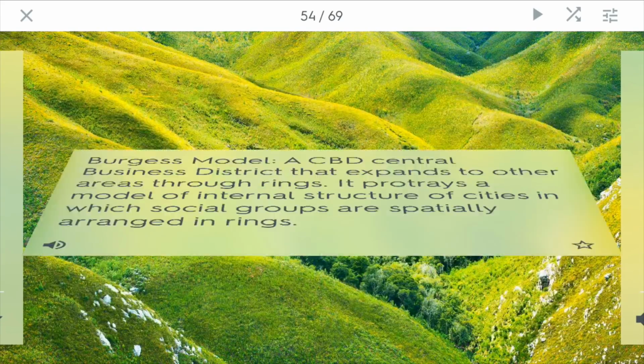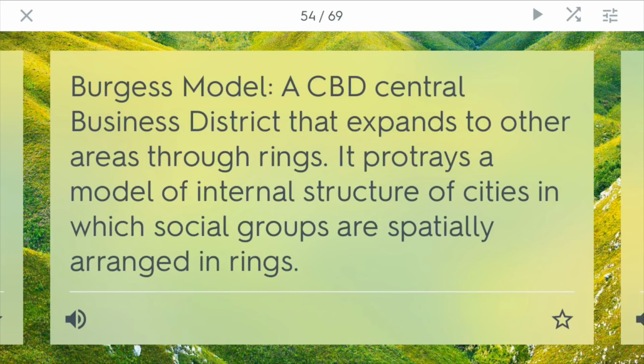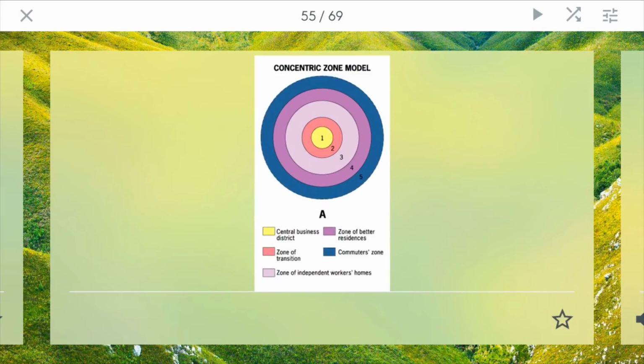A concentric circle. This was a model that is described by the Burgess model. A CBD, the central business district, is expanded to other areas through different rings. It portrays a model of internal structure of cities in which social groups are spatially arranged in rings. It shows how a city is distributed through different rings and ranges close to it. So here is a visual of it.